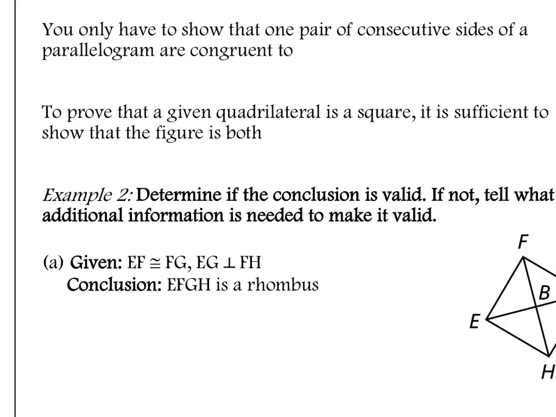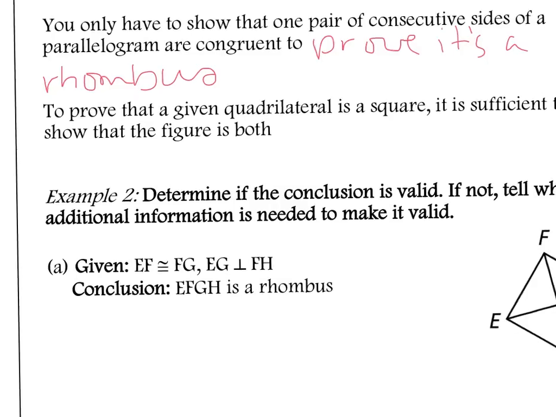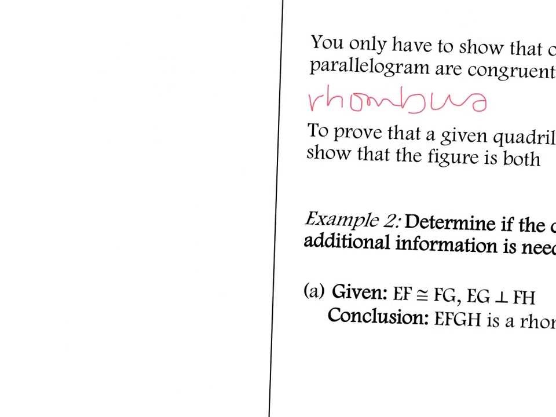Okay, the special condition for a rhombus is this next one. You only have to show that one pair of consecutive sides of a parallelogram are congruent to prove that it's a rhombus. That works the same way as the rectangle one did. That doesn't look like a very good rhombus, but you get what I'm saying.